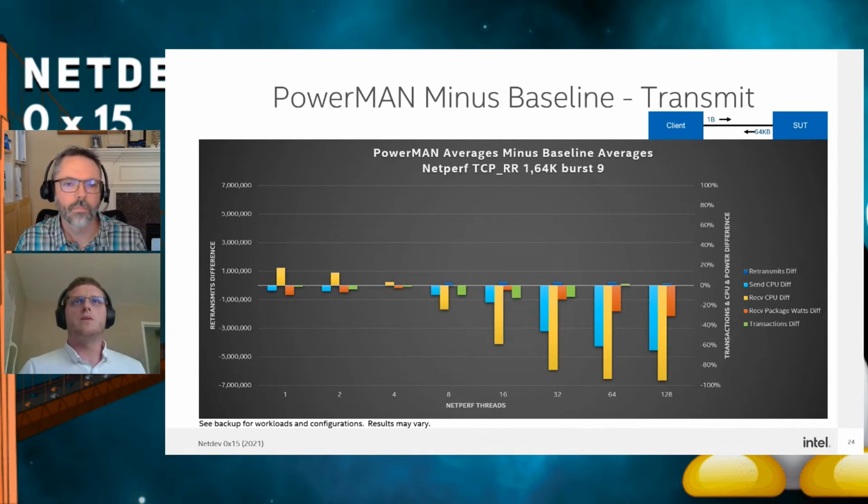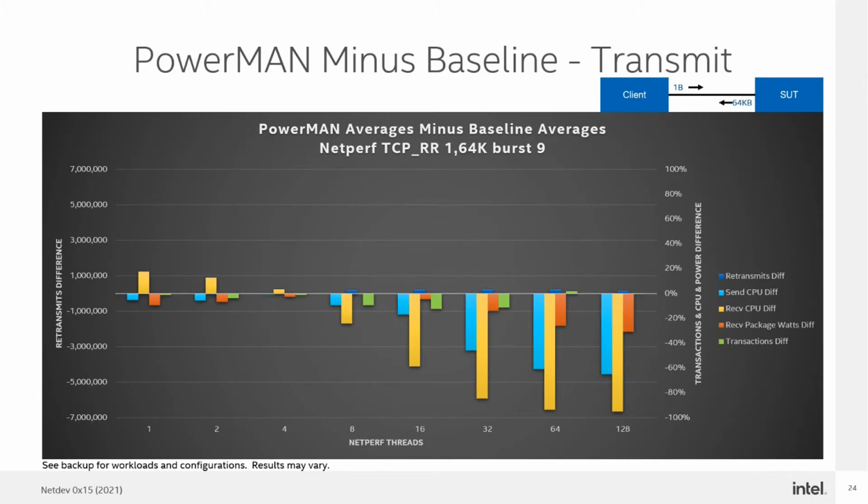For this test, which we called our transmit test, the client is sending 1 byte buffers and the system under test is sending back 64K byte buffers. In this case, we'll talk about the 32, 64, and 128 thread cases again. You can see that our package watts difference for the system under test for the higher thread cases was quite a bit less, in the orange. So you can go from about 10% less in the 32 thread case, to about 25% less in the 64 thread case, and about 30% less in the 128 thread case. Next slide, please.